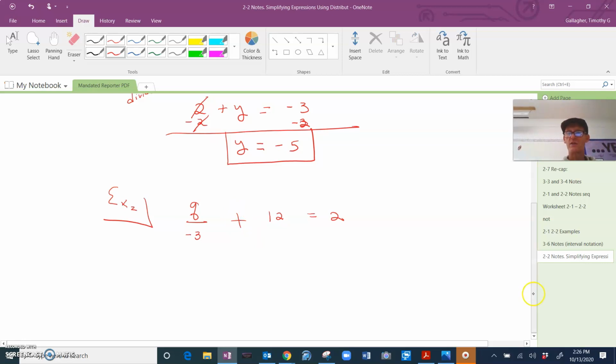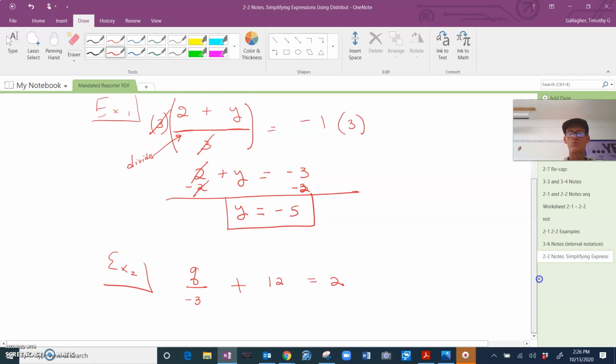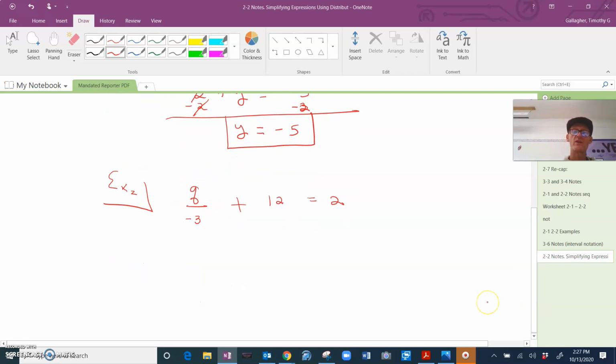Now this problem is a little bit different than the first one, because the first one, 2 plus y, the whole expression there is being divided by 3. But this one, the 2 steps are going to be q divided by -3 plus 12. The 2 steps will be subtract the 12 first and then multiply. So we have to remove this 12 first and then multiply.